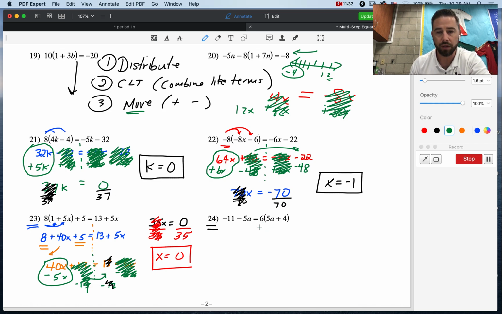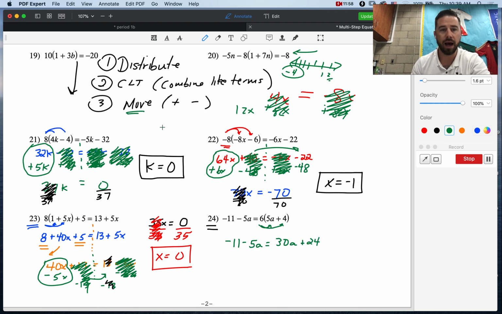Okay, so the first thing we're going to do is distribute here and here. Okay, there's nothing we can do on the left, so we're just going to leave it. Negative 11 minus 5a equals, let's distribute 6 times 5a is 30a. Okay, 6 times positive 4 is what? Positive 24.